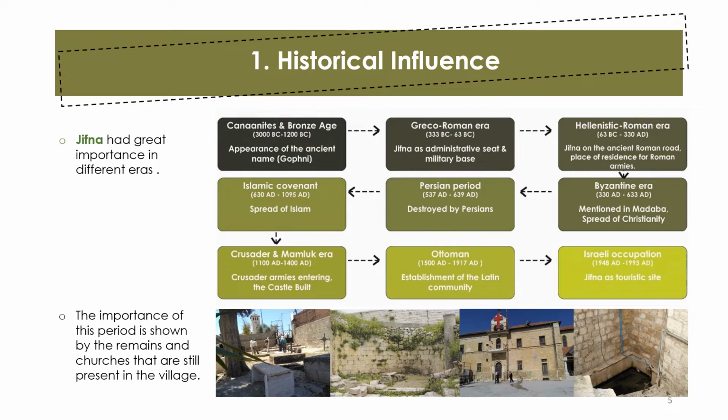It was destroyed 7 times through history, and the importance of these periods was shown from different landmarks that are still present in the village: different remains, old churches, basilicas, and one great example is Jifna Spring, which shows that the village was destroyed, where it was originally 3 steps up to reach it. However, nowadays it's 27 steps down.